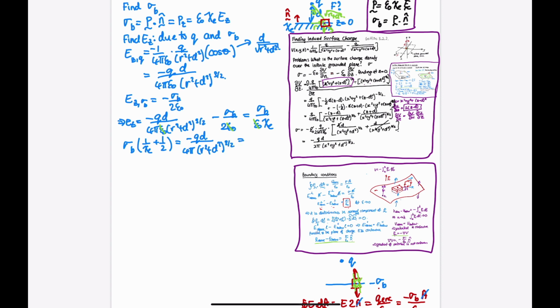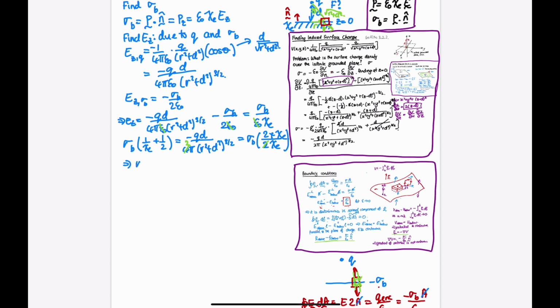So just rearranging this a little bit, we can give it a common factor on the bottom. So this is sigma B, and if we put it over 2 times the susceptibility, then we've got 2 plus the susceptibility. And this 2 can then cancel with this 4 to become a 2. So hopefully you can now see that this gives us that the bound charge density is equal to the susceptibility divided by 2 plus the susceptibility.